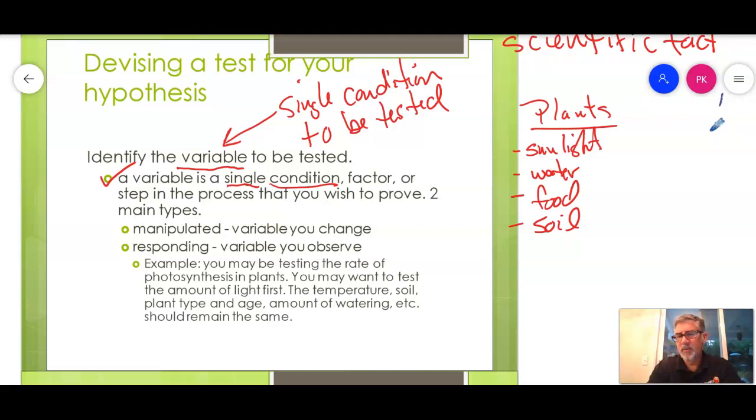If I was going to test if plants grow, I'd have to pick one of these things. Let's say we're going to pick sunlight. So I would have to give every other plant all the same amount of water, the same amount of plant food, the same amount of soil. So these would be controlled variables.